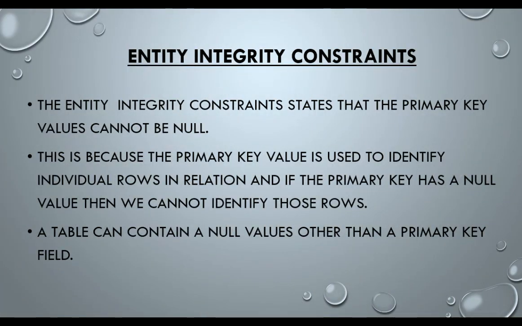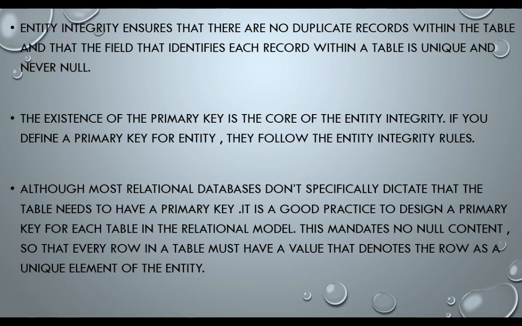As I said earlier, it states that the value of primary key should be unique and not null. If the value of primary key has a null value, then we cannot identify individual rows in a relation. A table can contain a null value other than in a primary key field. Entity integrity ensures that there is no duplicate record within a table and the field that indicates each record within a table is unique and never null. In simple words, we can say that the existence of primary key is the core of entity integrity. If you define a primary key for an entity, they follow entity integrity rules.